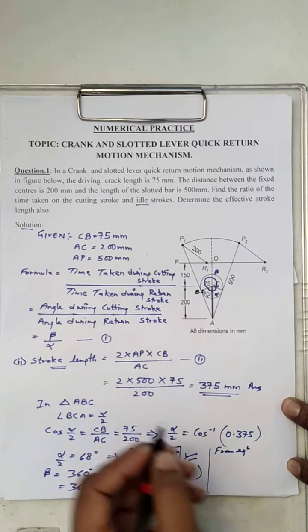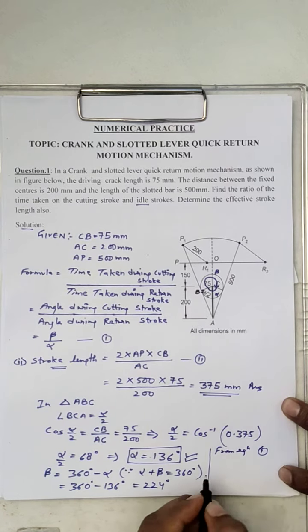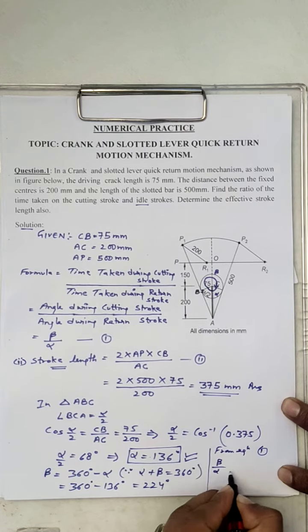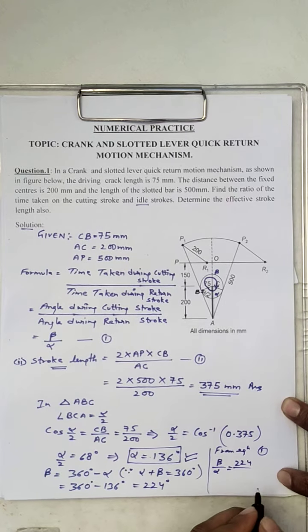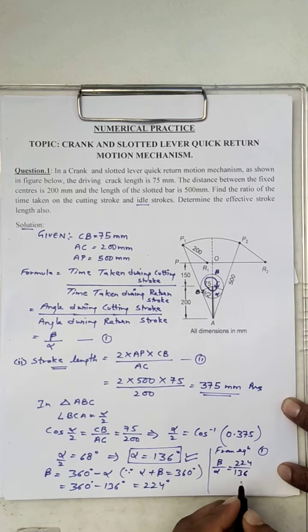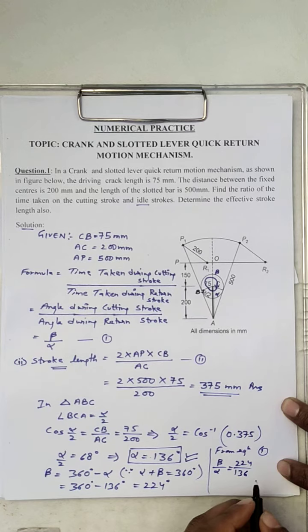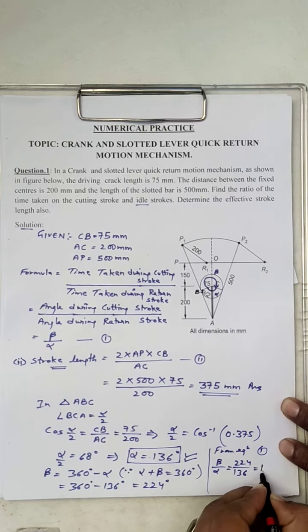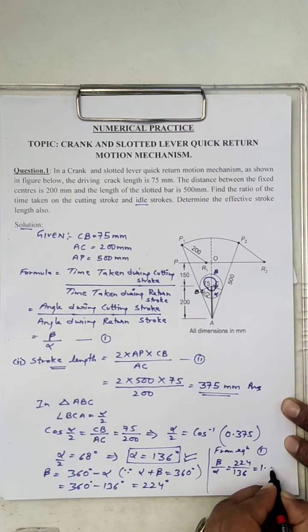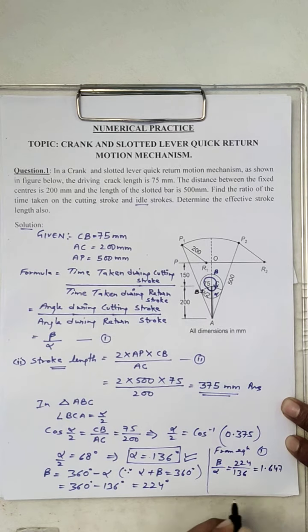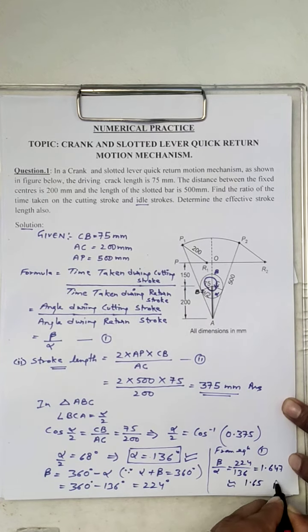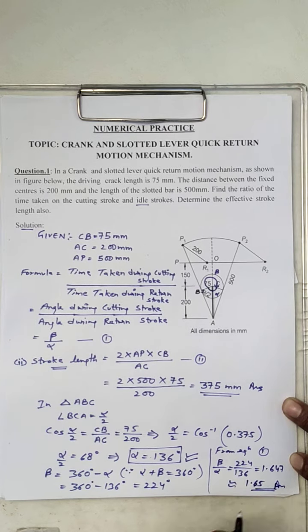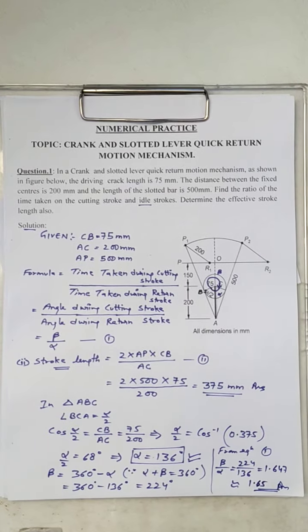Yes, now I am writing here only. From equation 1, beta upon alpha will be equal to 224 upon 136, which comes out to be 1.647 something, that is approximately 1.65 is your answer. So hope it is clear.